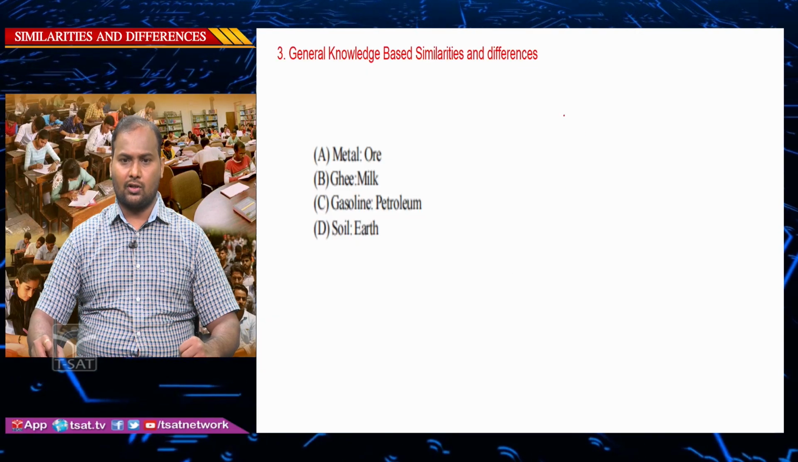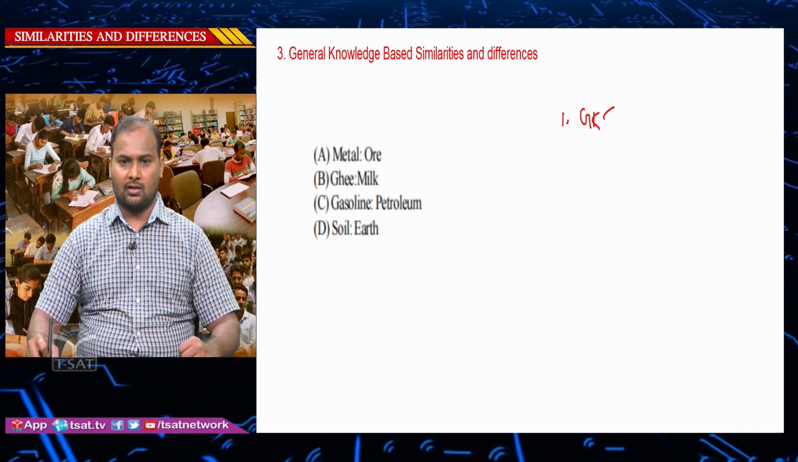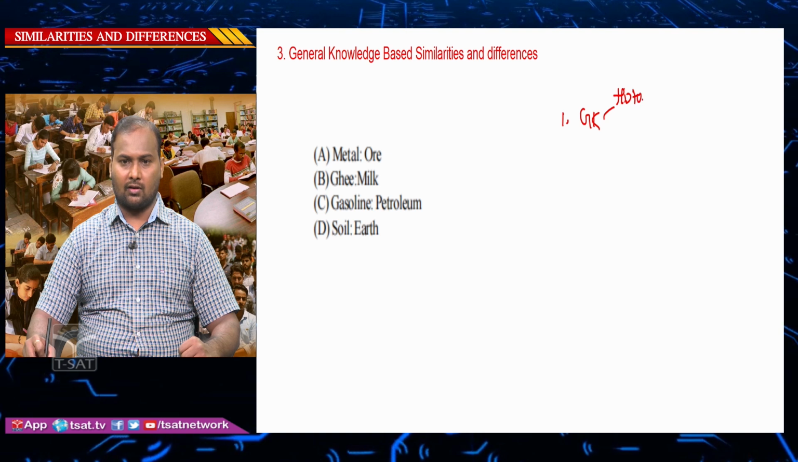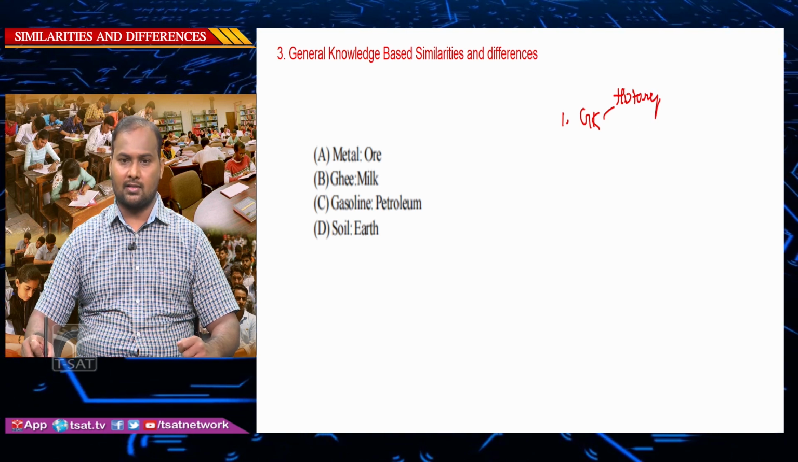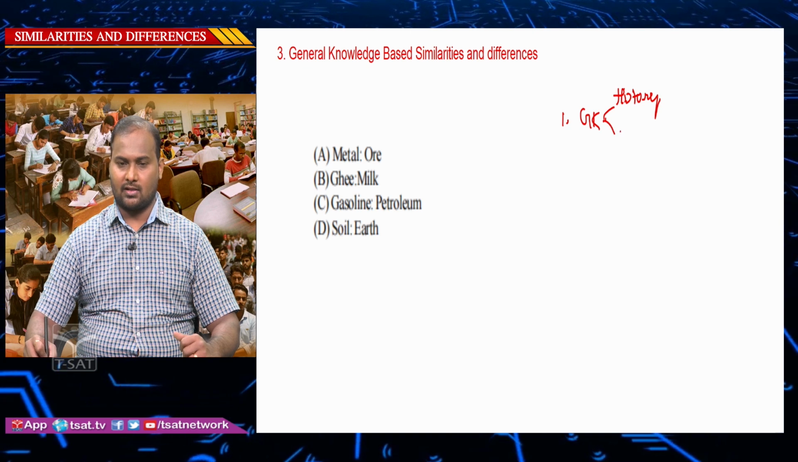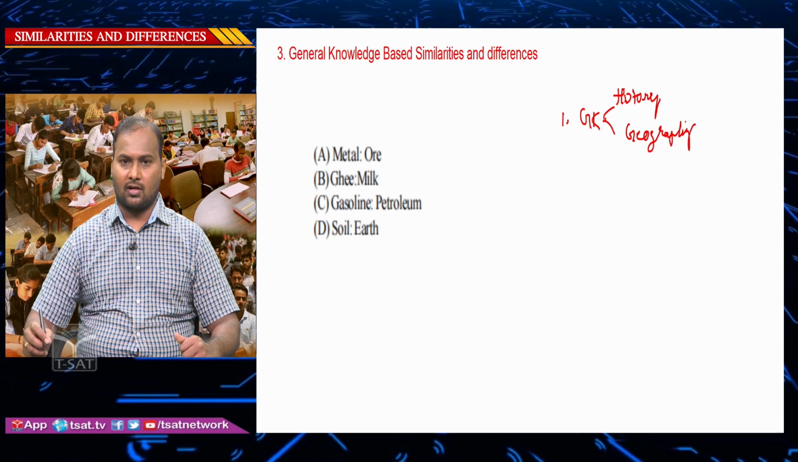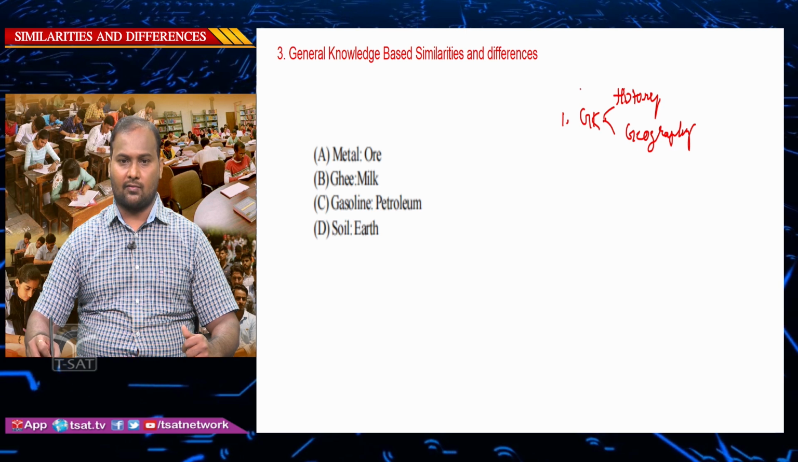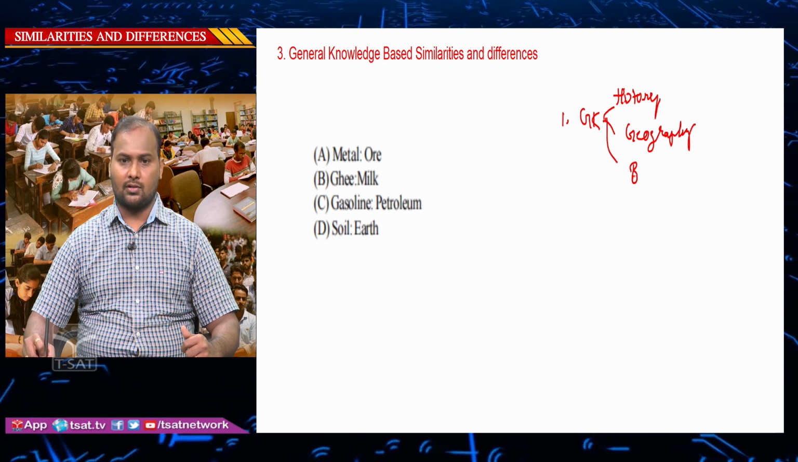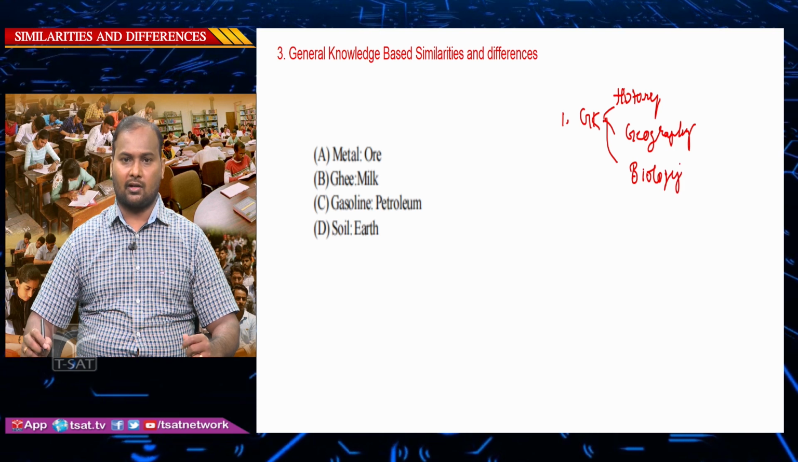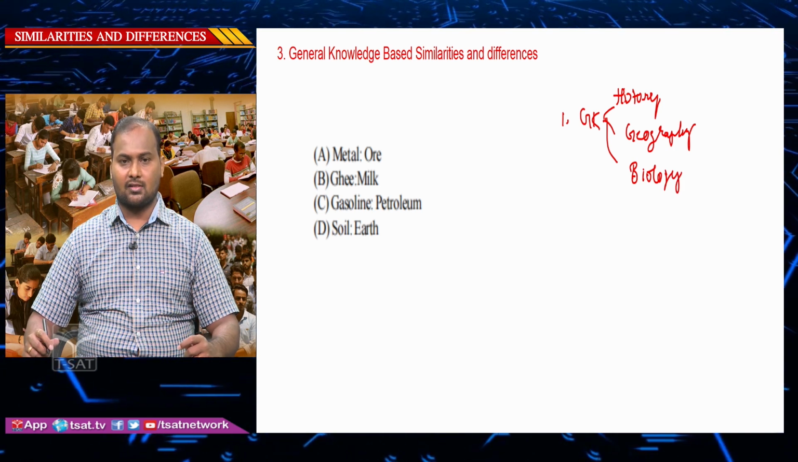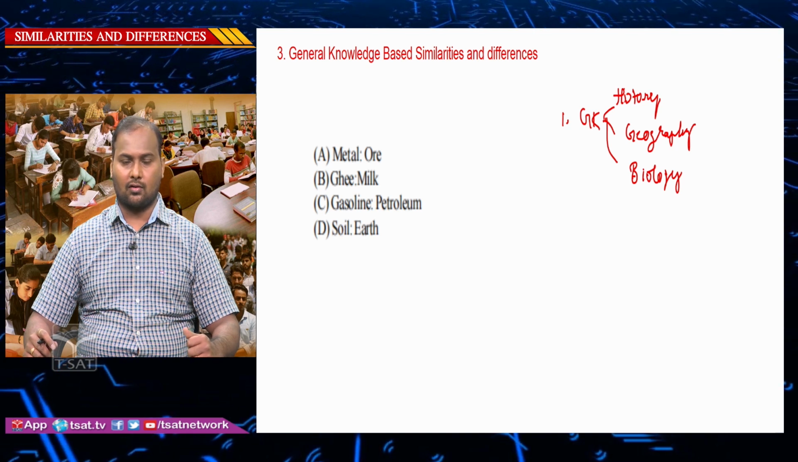We are going to a different type of similarities and differences that is based on general knowledge or vocabulary. In this type of questions, a student should know general knowledge regarding history, because they will ask questions about different kings, kingdoms, poets, wars, battles, etc. In the same way, one should know geography: different types of forests, rocks, and soils. And again questions based on biology. This is very important, because they will give similar types of diseases, viral diseases, bacterial diseases, protozoan diseases or fungal diseases.